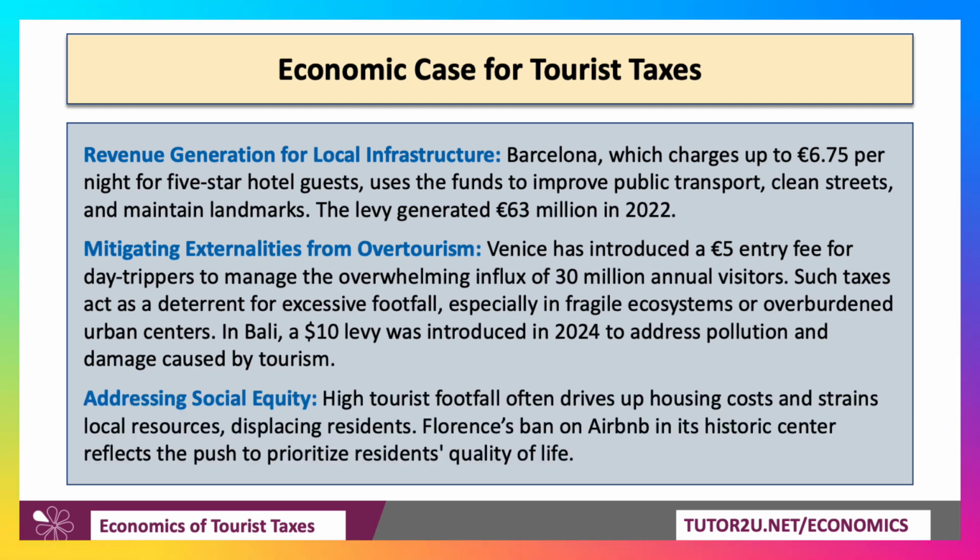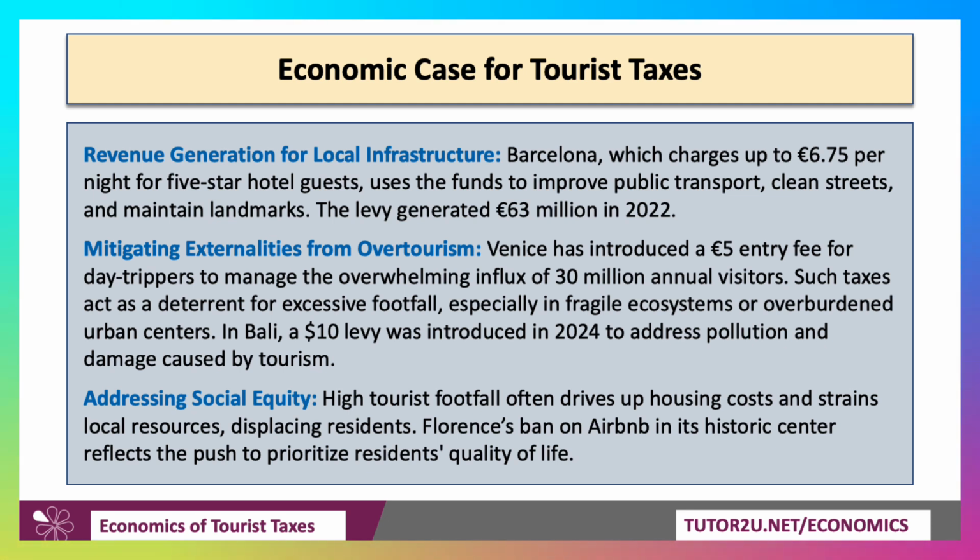So revenue generation, externalities, and also issues of social equity. Often these areas of high tourist footfall drive up housing costs. So, for example, people making their properties available for Airbnb makes it less likely that local people, particularly younger folk, can afford to get their foot on the housing ladder. And clearly tourism strains local resources, creates extra pollution and can displace residents as well.